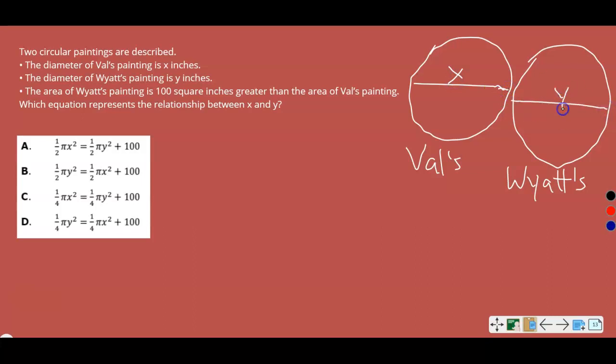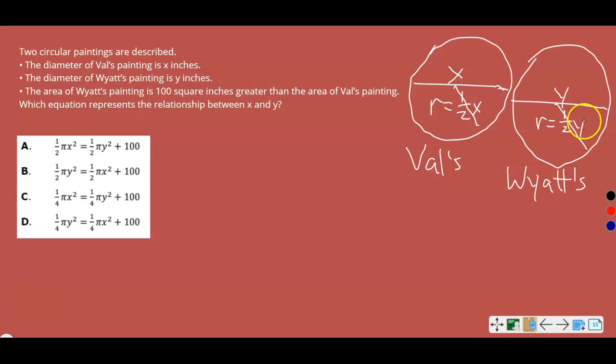Y inches. All right, so if the diameter, which is all the way across through the center of the circle, is X inches, we also can determine that the radius is 1/2 X. And we know that Wyatt's is 1/2 Y. Now, why is that important? All right, so the radius goes from the center to the side of the circle somewhere, right? So the radius is half the diameter. Well, that's important because we're talking about circles.